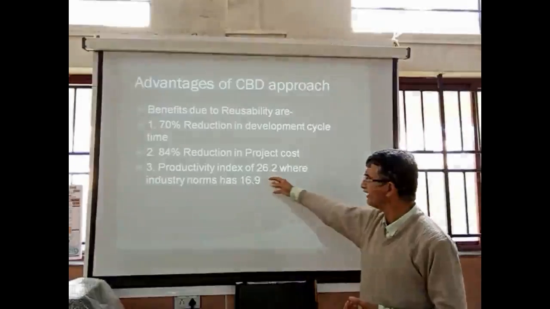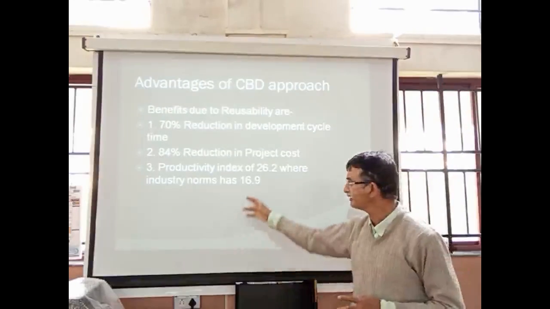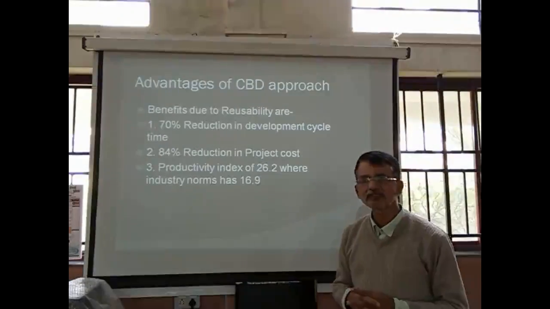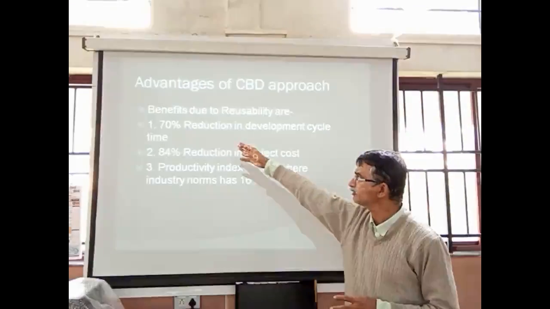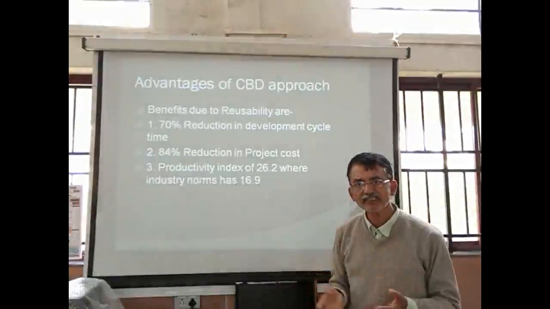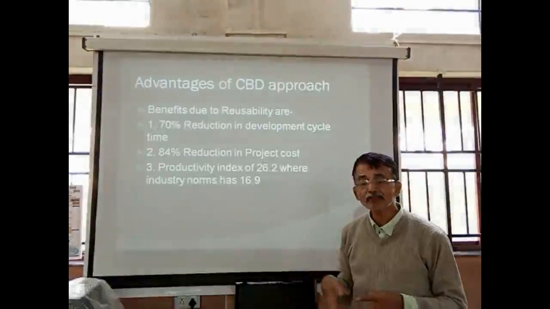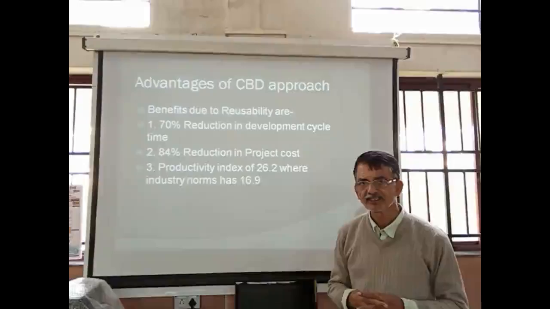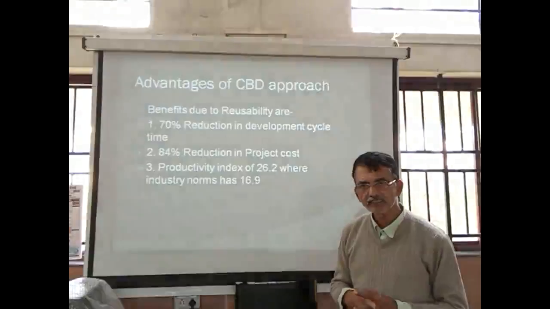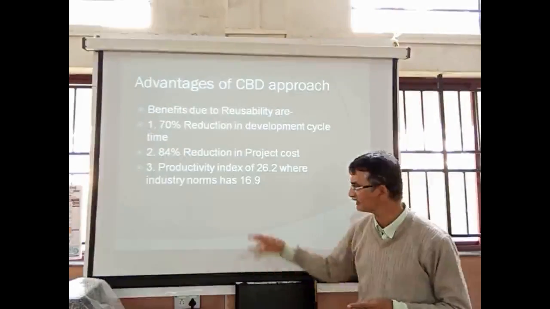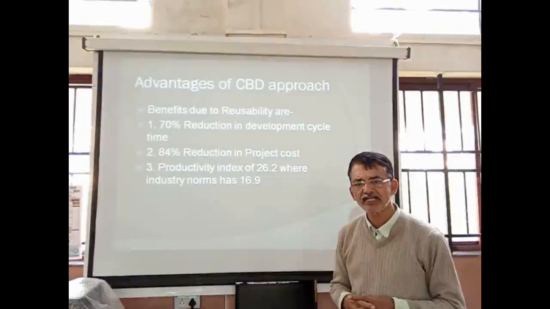Next, a productivity index of 26.2 is reached, whereas the industry norm is 16.9. So in the component based approach, you have a lot of benefits. So what are the three benefits? One is 70% reduction in development cycle time. Next, 84% reduction in the cost, and the productivity index 26.2 is much higher compared to the normal index, that is 16.9. That is, the success rate of building a software is very high.